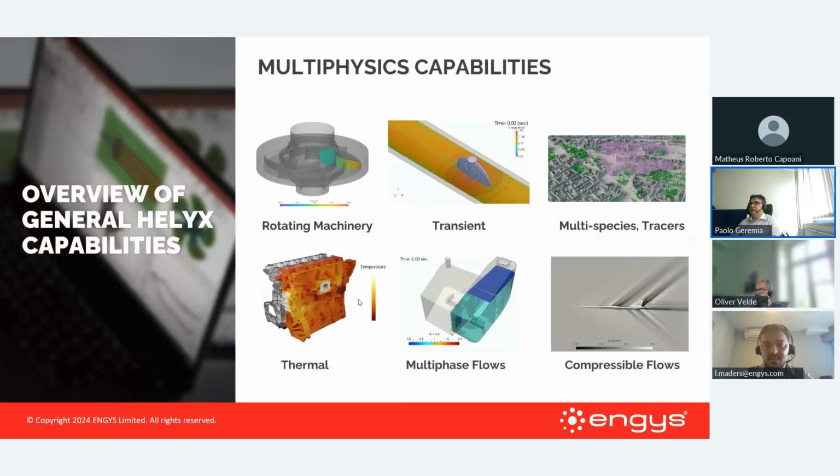In terms of physical modeling, today we're going to talk about rotating machinery, but we also deal with transient flows with moving dynamic meshes, but also multi-species, gas dispersion, pollutant dispersion, tracers, and so on. And typically also thermal simulations for a range of cases, multi-phase flows, both free surface flows and Euler and Lagrangian as well, and finally high Mach number compressible flows.